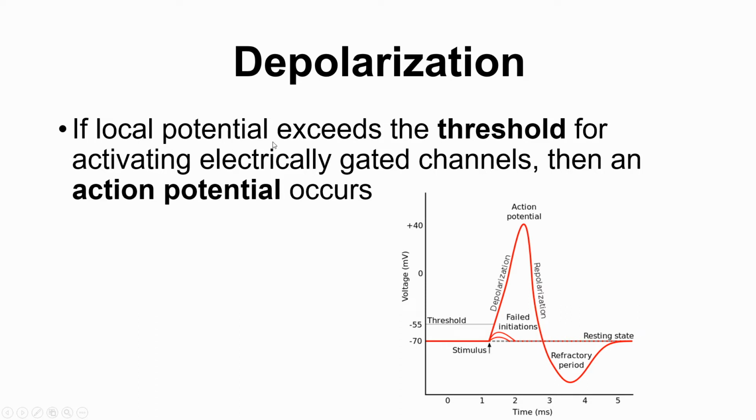So if our local potential manages to hit or exceed that threshold, it's then going to change the electric potential in the membrane at that location enough to open up all of our electrically gated sodium ion channels. So once we've changed the electric charge enough, they'll all open spontaneously in that area, and that's what causes the action potential to occur.